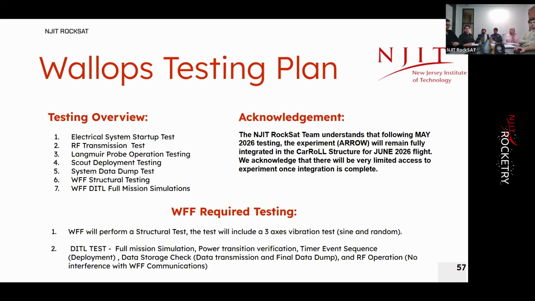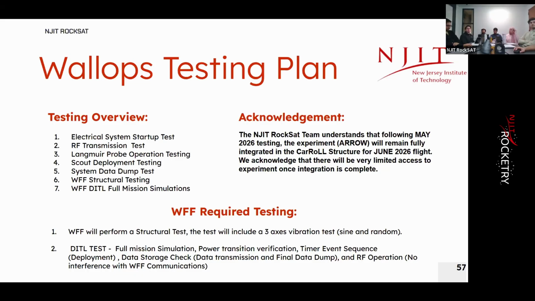As for our Wallops testing plan, we, the NJIT RockSat team, understand that following May 2026 testing, the experiment Arrow will remain fully integrated in the Carroll structure for the June 2026 flight. We acknowledge that there will be very limited access to the experiment once integration is complete. For the testing overview at Wallops, we understand that Wallops will perform a vibration test in 3 axes, including sine and random vibration tests. We also understand that we are going to have a day-in-the-life test, which is a full mission simulation, including power transmission verification, timed event sequence, deployments, and data storage check.